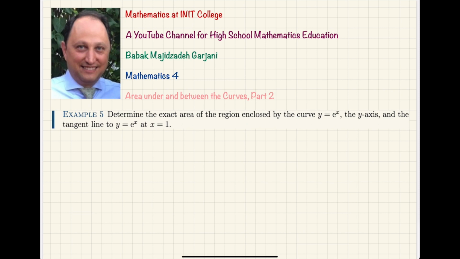Okay, so determine the exact area of the region enclosed by this curve, the x-axis, the y-axis, and the tangent line to y equals e to the power x at x equals 1. So you need to do some work to find the area. First you need to find the tangent line, because the area that you are interested in is the area enclosed by the curve, the y-axis, and the tangent line to the curve.